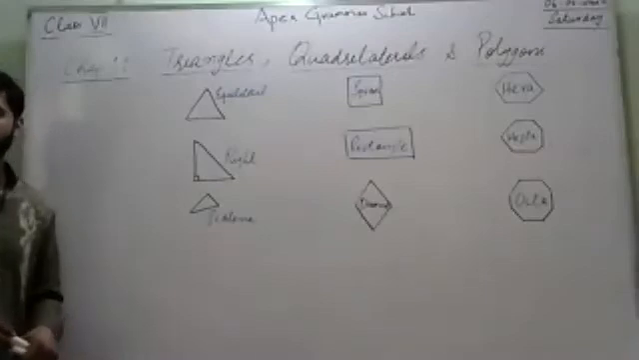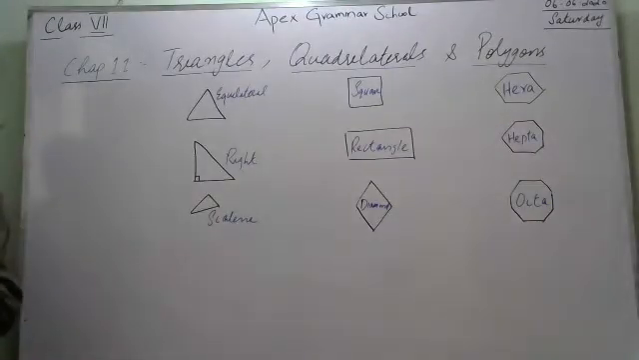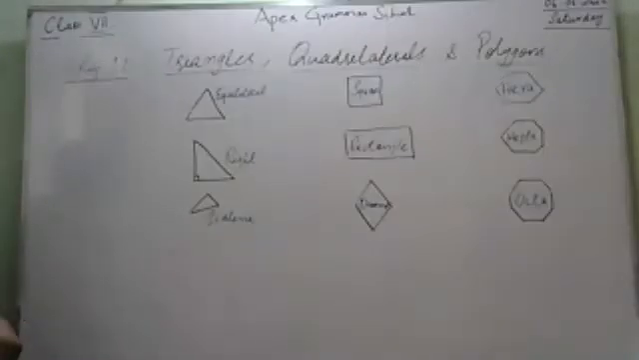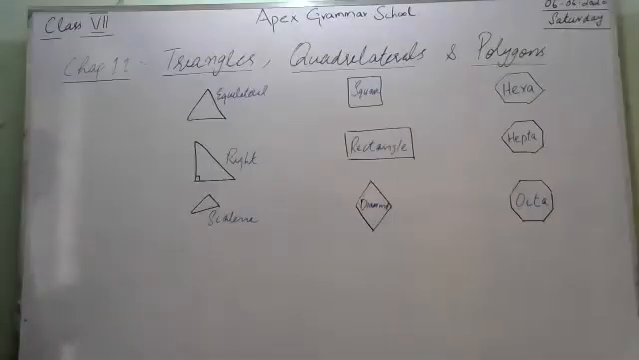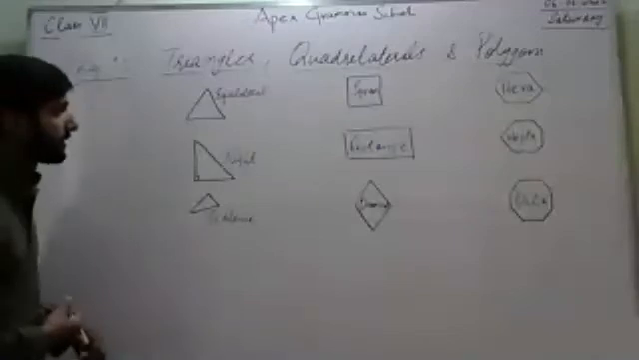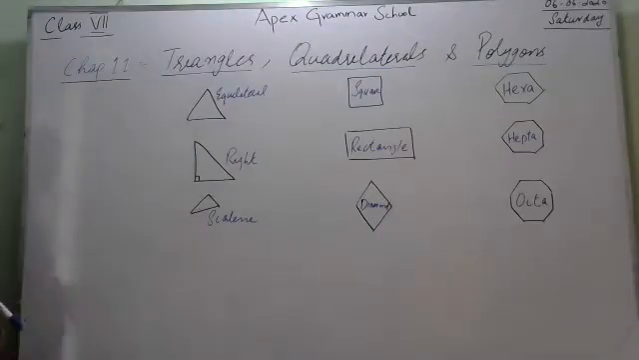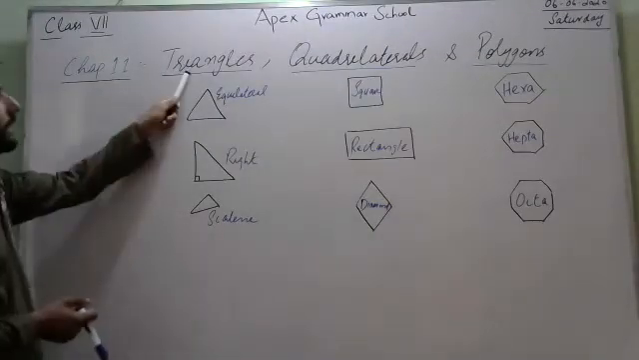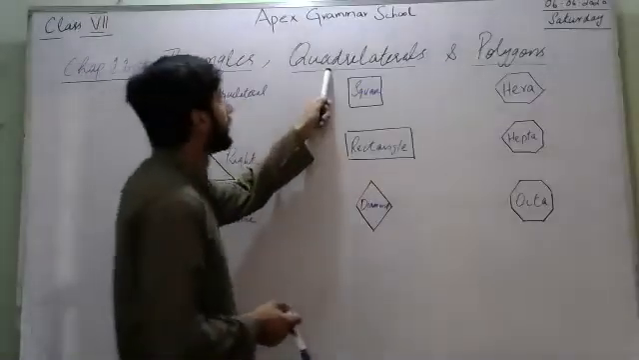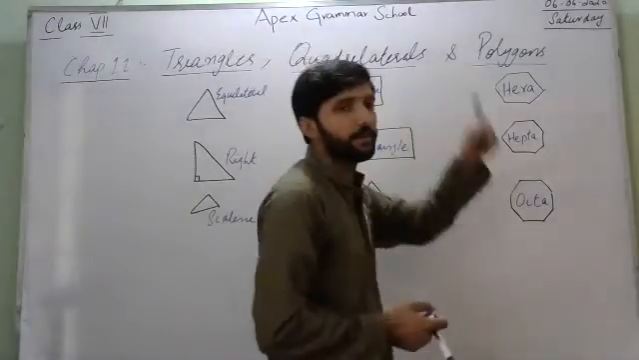Dear students, today we are going to start chapter number 11 and the name of the chapter is triangles, quadrilaterals and polygons. This is clear from the chapter name: in this chapter we will study three types of figures. Number 1 triangles, number 2 quadrilaterals and number 3 polygons.